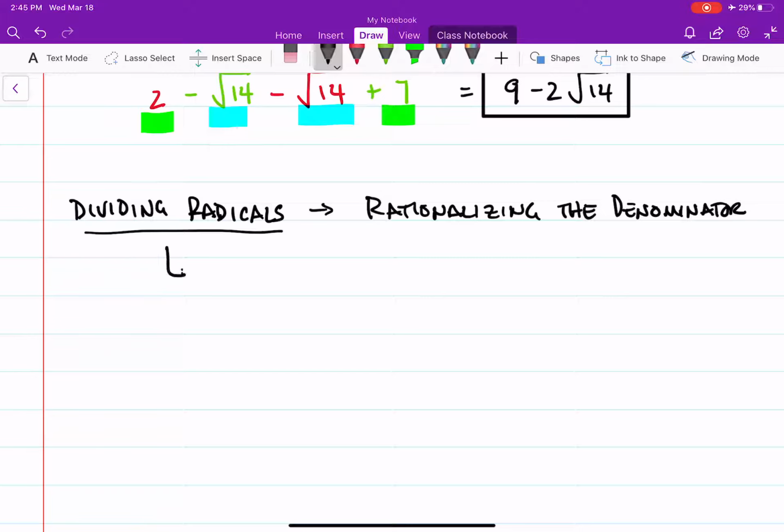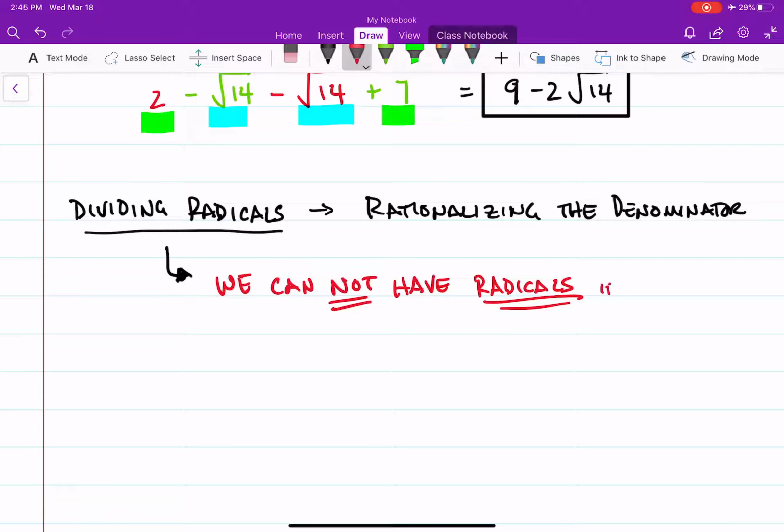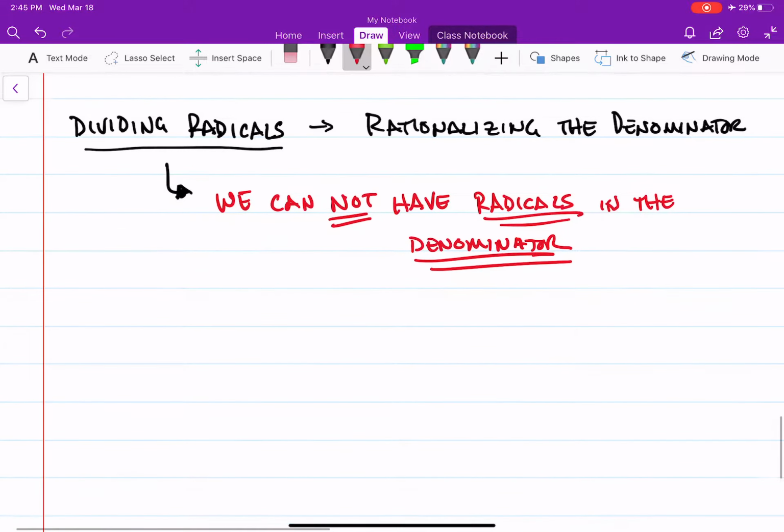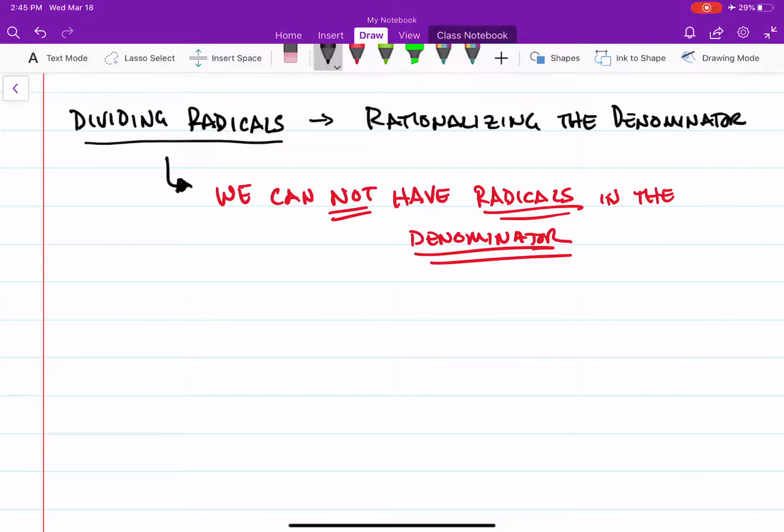It's because in dividing radicals, okay, we cannot have radicals. You know what? Let's just spell it out. In the denominator. Okay. So with that being said, there's two things that can happen in the denominator.